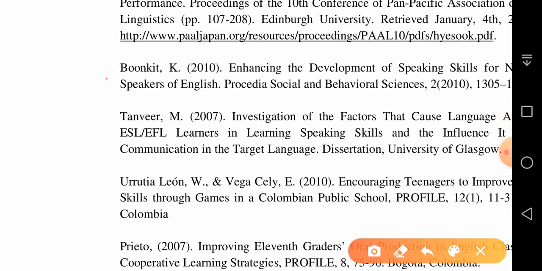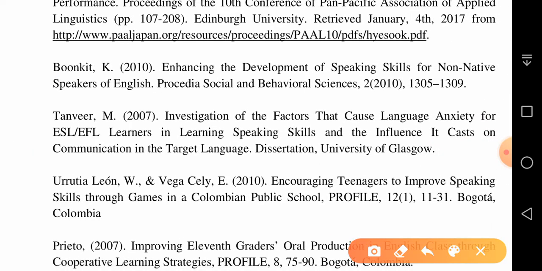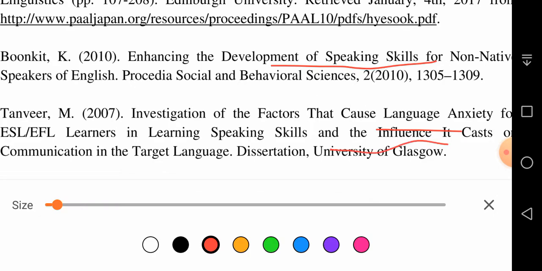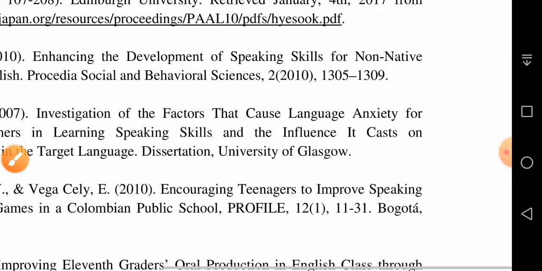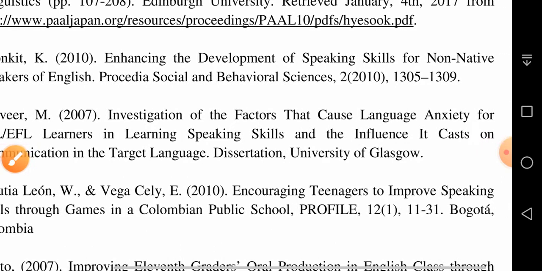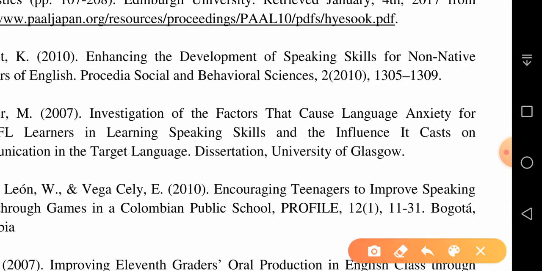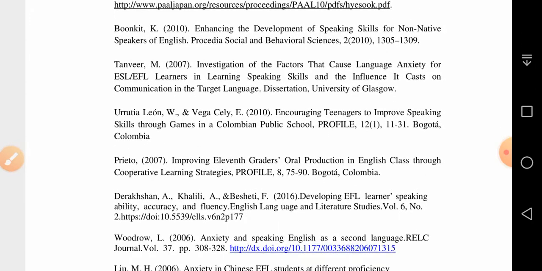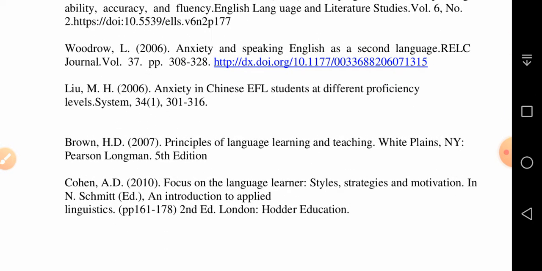Like there was an author Boone Kit. So now in the in-text citation this was only mentioned, but here the complete work is mentioned, okay. Enhancing the development of speaking skills for non-native speakers of English, okay. So even the journal's name is given and volume is given, pages are mentioned. So at BS level at least 10 to 15 studies should be mentioned, and there is a proper way to mention a study, okay.